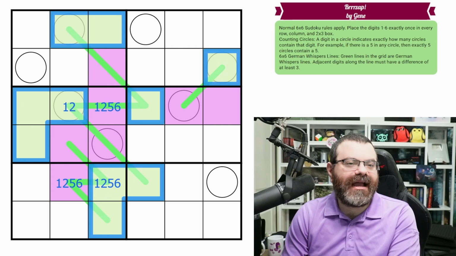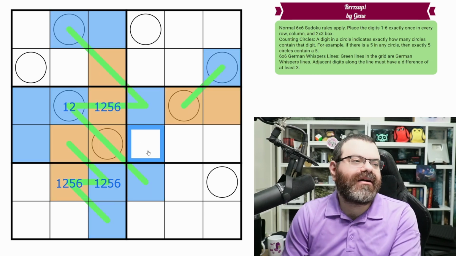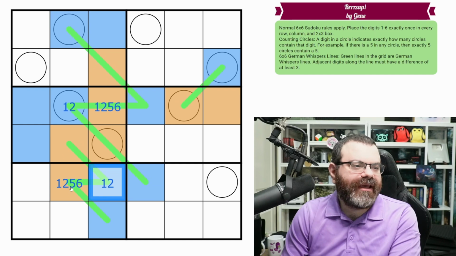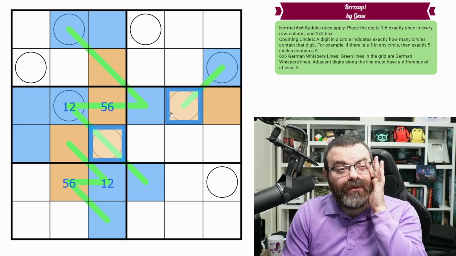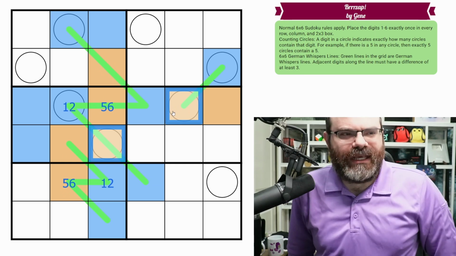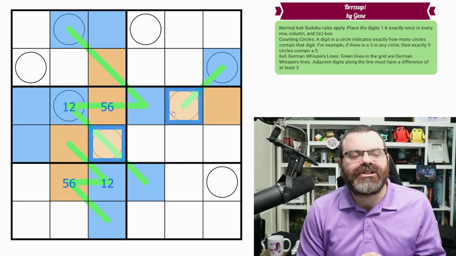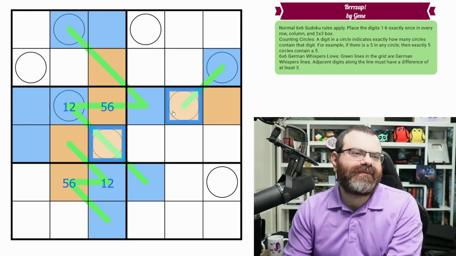So I like to use blue for low and orange for high once I know what they are, because that's just kind of what I'm used to. And now we can fix our penciling a bit. So these are actually high digits. So yeah, that's one thing I could have realized: we have exactly one high digit on the circles, and it's not a 6; it's a 4 or a 5.